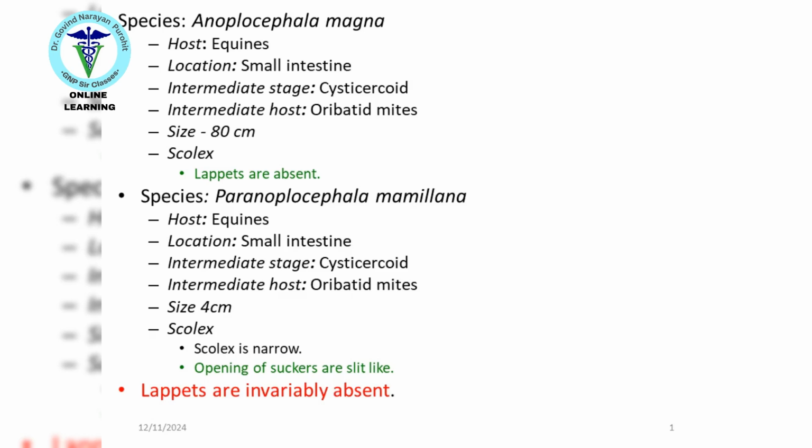Anoplocephala magna and Paranoplocephala mammillana are other species of equine tapeworms. Anoplocephala magna has a scolex with lappets and is 80 cm long, while Paranoplocephala mammillana has a narrow scolex and is 4 cm long. Lappets are absent in Paranoplocephala mammillana.